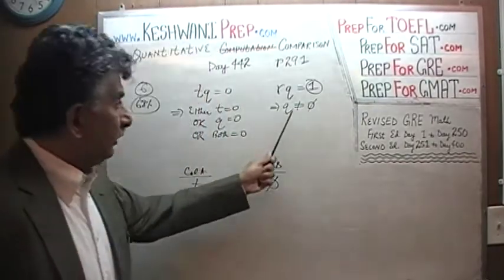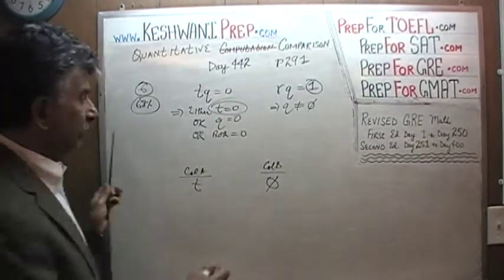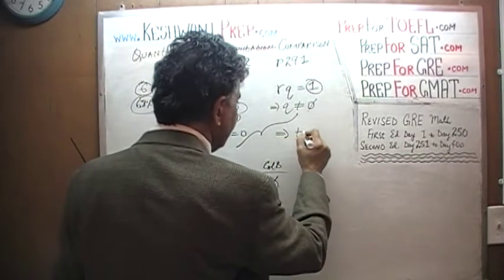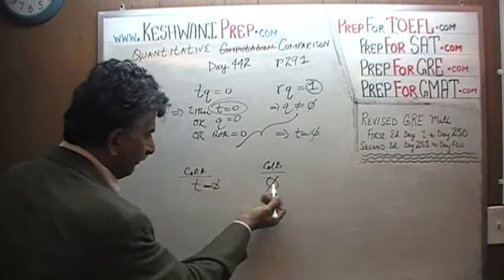Well, if Q is not 0, then it must be T that is 0. So putting these two pieces of information together implies that T must be 0. T is equal to 0 versus 0, the answer is C.